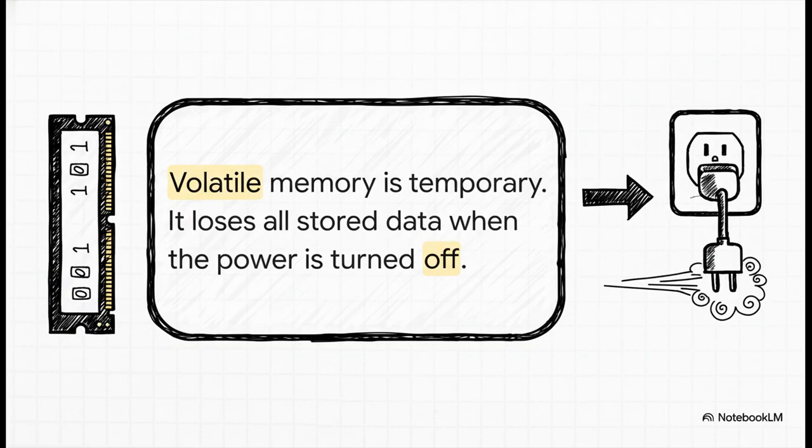And the answer is C, RAM. It's called volatile because it's temporary. The second the power goes out, poof, everything in RAM vanishes. It's like a fleeting thought. That's the one thing you have to remember about it.